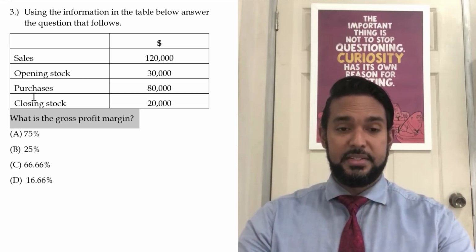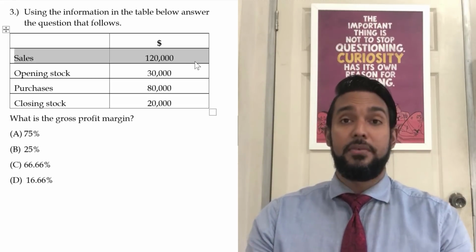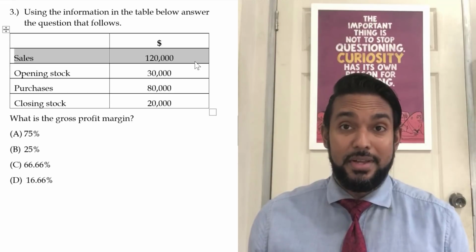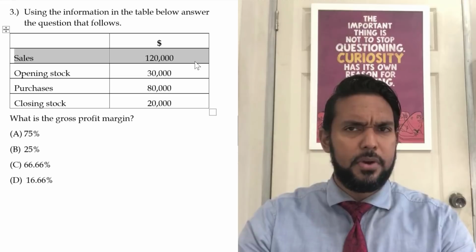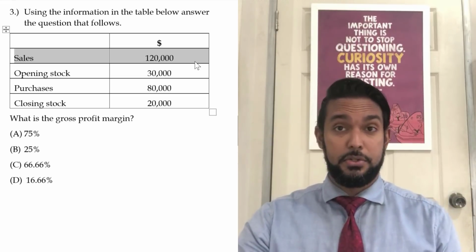Now, we know net sales is sales minus returns inwards, but we don't have a returns inwards figure in this question. So we're just going to have to use the sales figure. So how do we find gross profit? That's sales minus cost of goods sold.